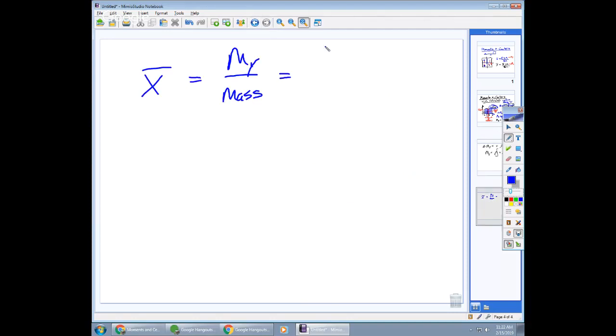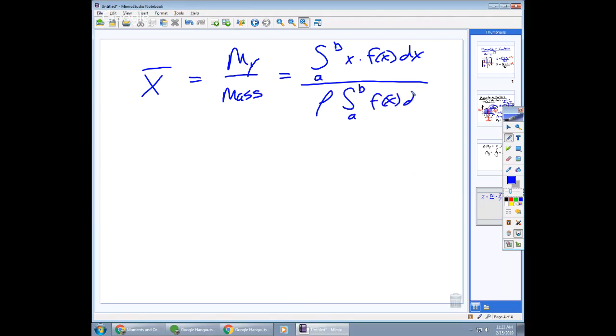So up here, then I would have the integral from a to b of x times f of x dx divided by the mass, which is rho times the integral from a to b of the area, integral of f of x dx.